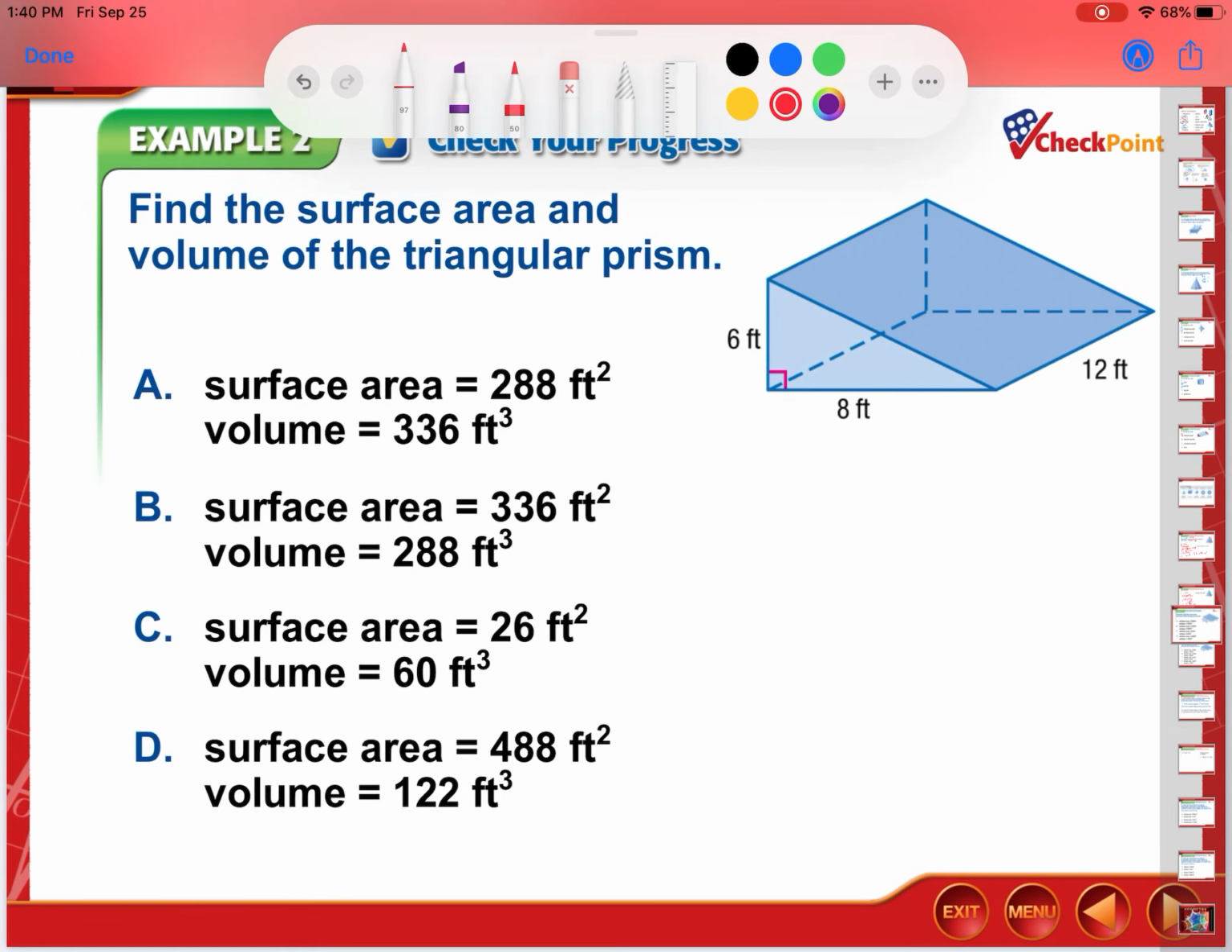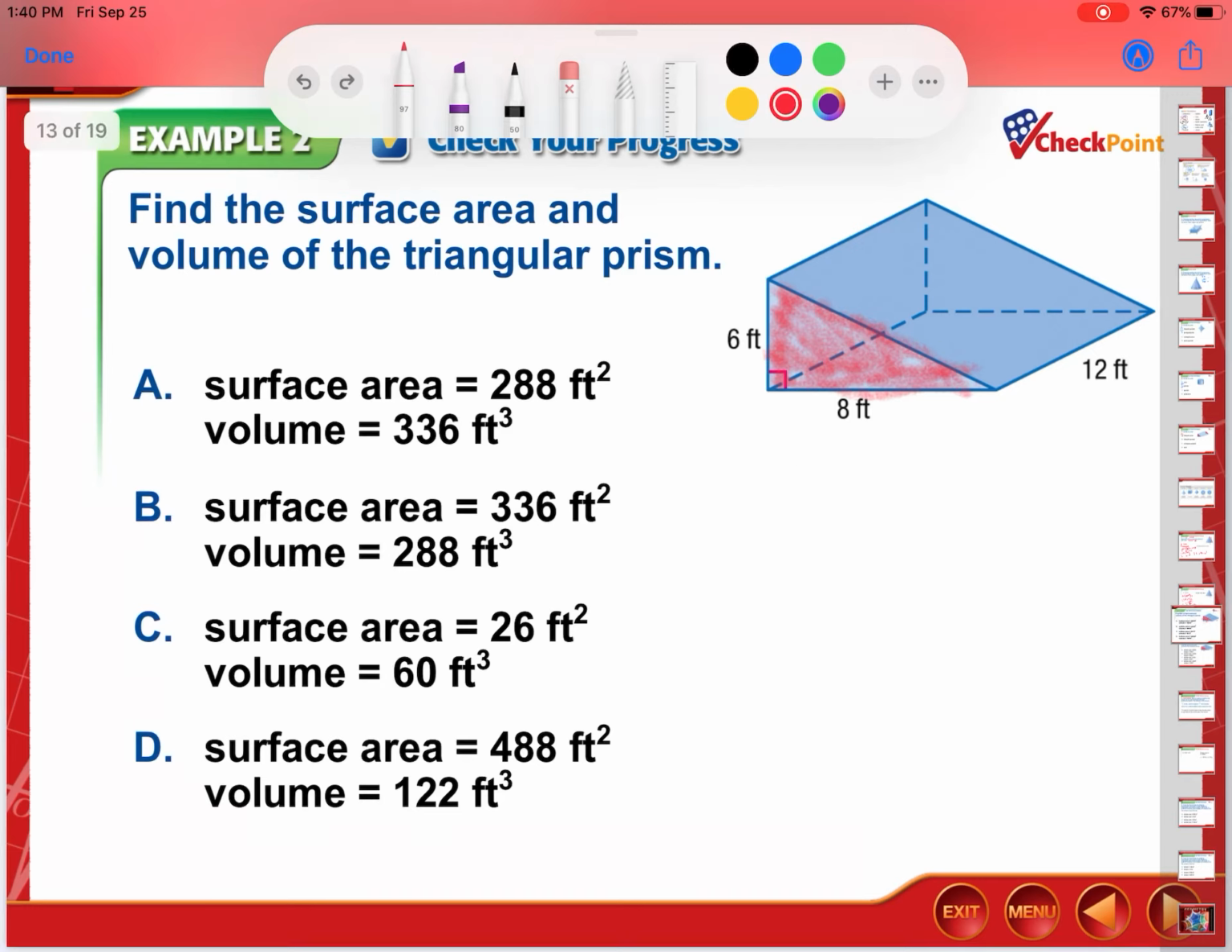Find the surface area and volume of the triangular prism. Okay, so our volume of a triangular prism is going to be the area of one of the bases, so one of these triangular bases, times the height. That was really good coloring there. So my area of a triangle is half the base times the height.